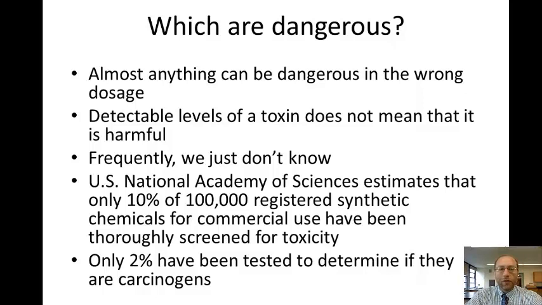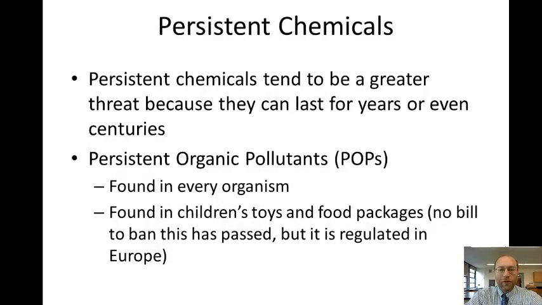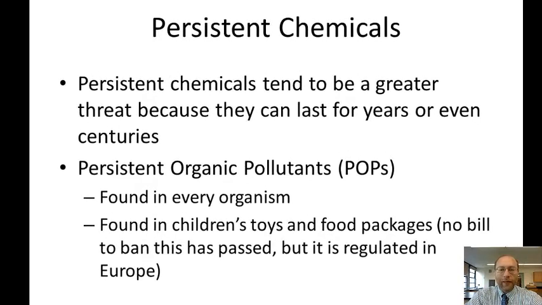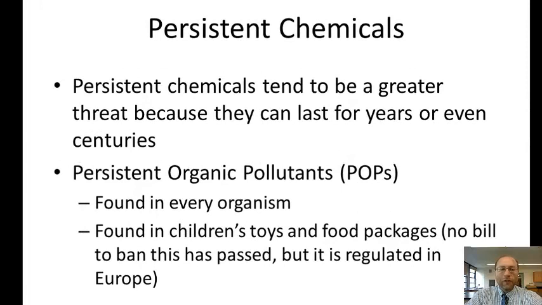For toxic chemicals, persistent chemicals tend to be a greater threat because they can last for years or even centuries. If they break down quickly, then it's not something we need to worry about for a long period of time. You see this in POPs, or persistent organic pollutants.